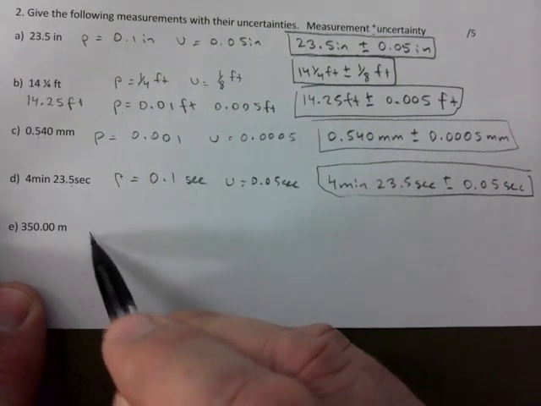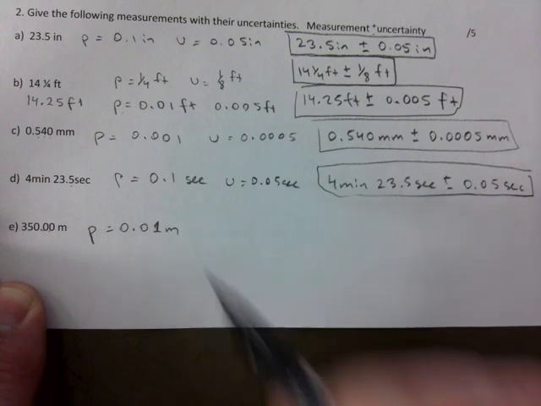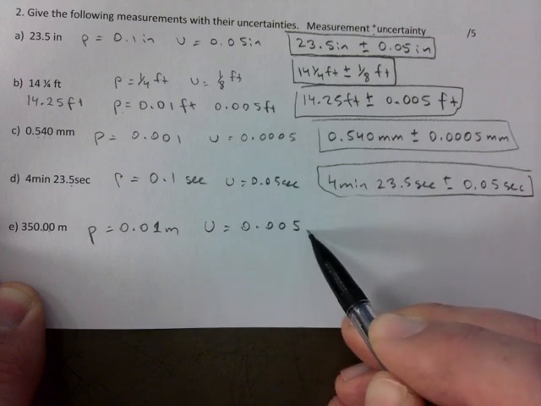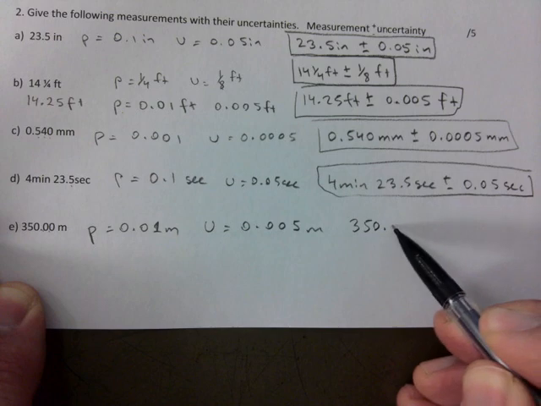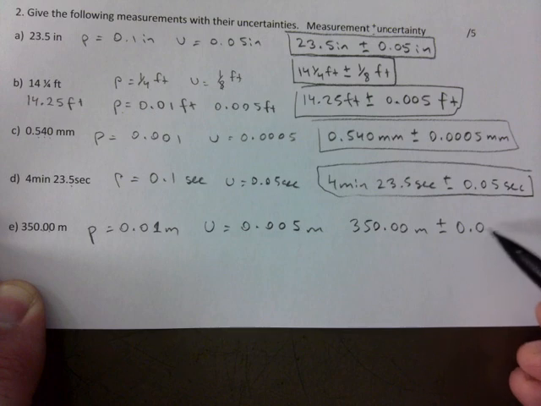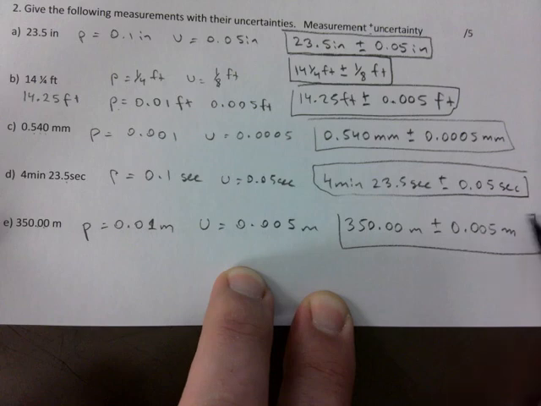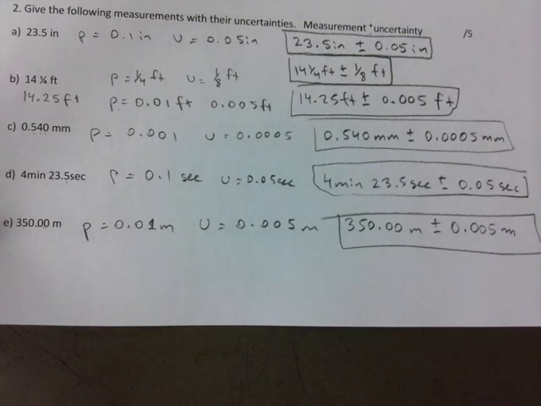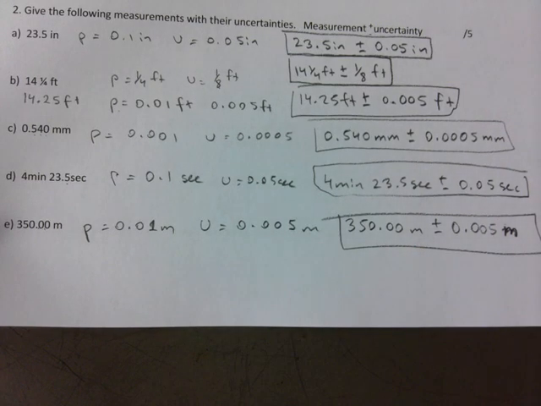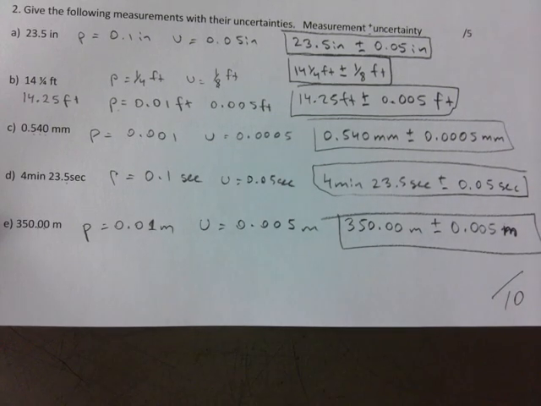No big deal. Precision here, 2 decimal places, so it's 0.01 of a meter. And so the uncertainty is half of that. So it's 350. Don't drop these zeros. If you did today, that's fine, but moving forward, I want you to keep them. So it's 350 plus or minus 0.005 of a meter. That doesn't look like a meter, does it? So this page is 10. 5 and 5, 10.